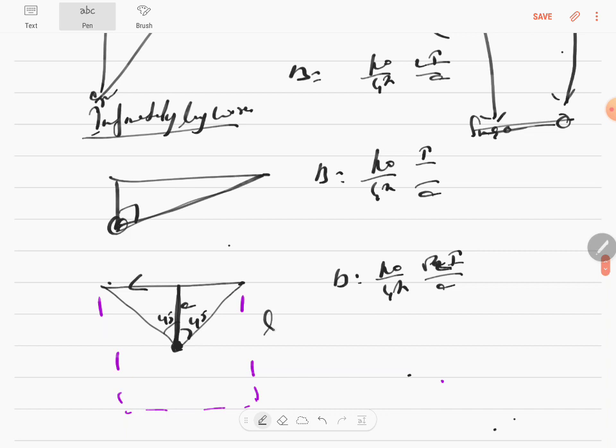If you know the length of the square, it is L by 2, where A is equal to the length of the square by 2. So that will be the perpendicular distance.